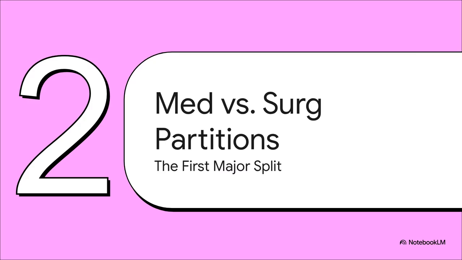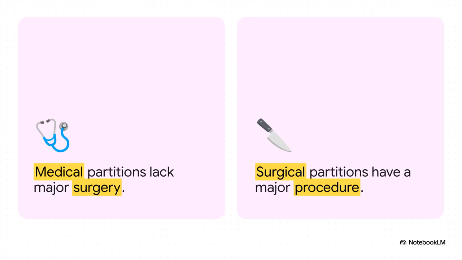Moving right along to Section 2, medical versus surgical partitions. This split right here is incredibly impactful. The rule is strict. If a procedure is performed that meets the CMS definition of a major operating room procedure, that procedure completely overrides the medical logic. It literally doesn't matter what the primary medical diagnosis was. That OR procedure grabs the steering wheel and drives the case straight into a surgical DRG assignment. And as you might guess, surgical DRGs typically carry a higher relative weight.